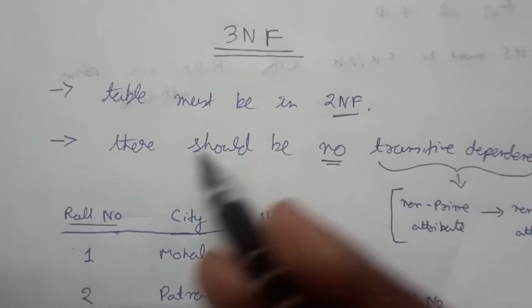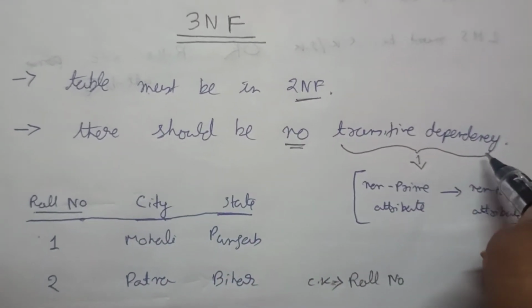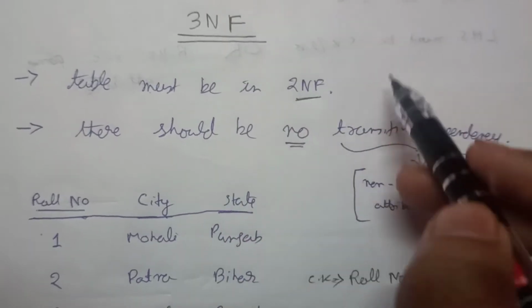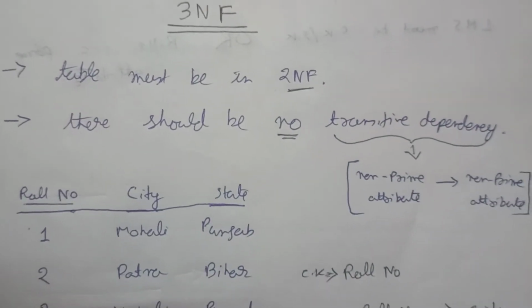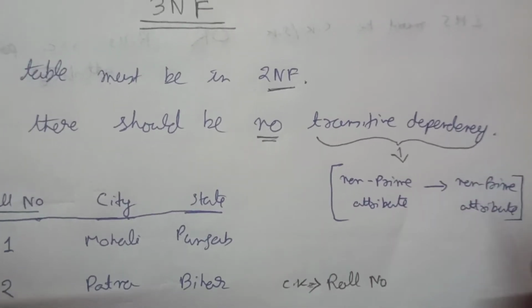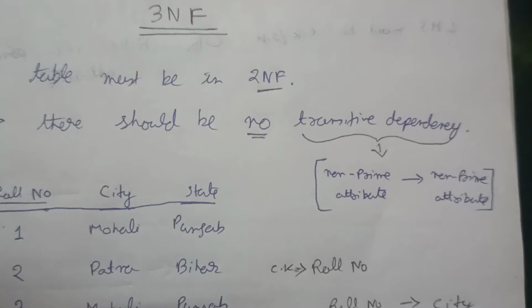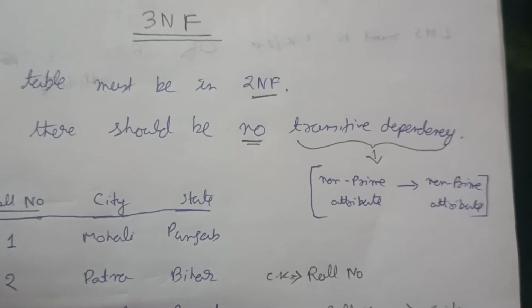The condition for a table to be in 3NF is that it must be in 2NF, and the second condition is there should be no transitive dependency. So what is a transitive dependency? I have already told you that in my previous video, so you can check it from there for a better explanation. I am just saying it in short here.